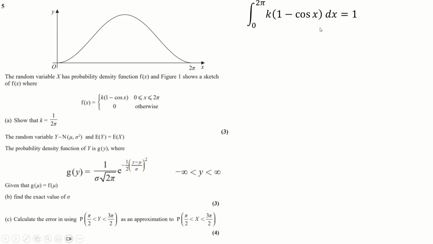And of course, this will lead us to finding out what k is. Of course, expand out the k and then integrate. Cos integrates to sine. We're going to put some numbers in. This mostly goes away, and you end up with k as 1 over 2 pi. Good. So that was nice and straightforward.